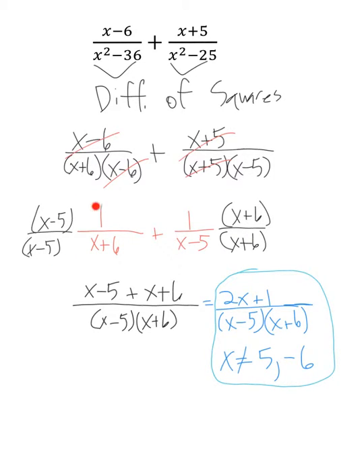And then just doing 1 times x minus 5 makes x minus 5. Doing 1 times x plus 6 makes x plus 6. So combine like terms, x plus x is 2x. Negative 5 plus 6 is 1. So the final answer is 2x plus 1 over x minus 5 times x plus 6, where x can equal 5 or negative 6.